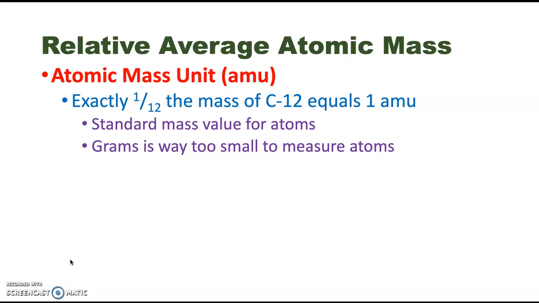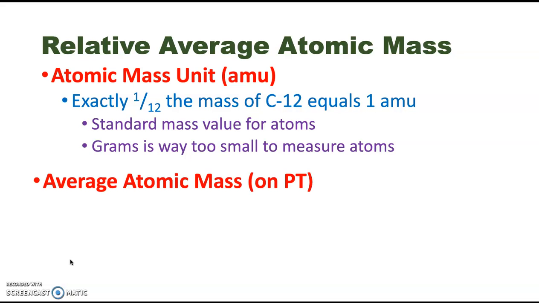Now we'll use the AMU for a little bit here. We'll actually kind of abandon it at the end of the chapter. We'll talk about moles and how moles are useful for converting AMU. Well, not converting AMUs to grams, but using the periodic table masses in grams instead of AMUs. So for now, AMU, 1/12 the mass of a carbon-12 atom, and let's move on.